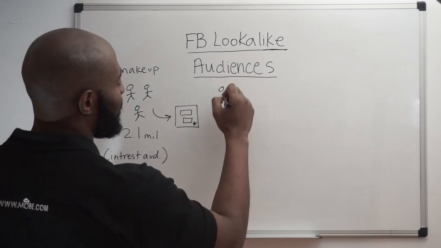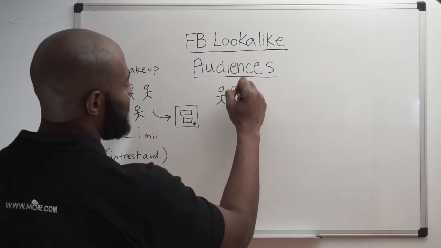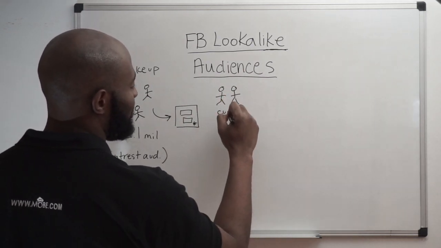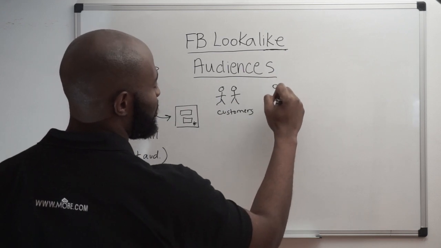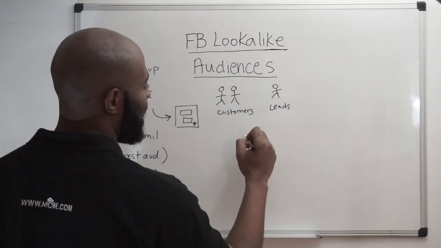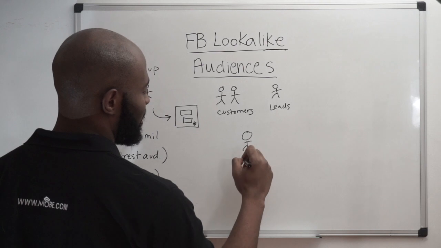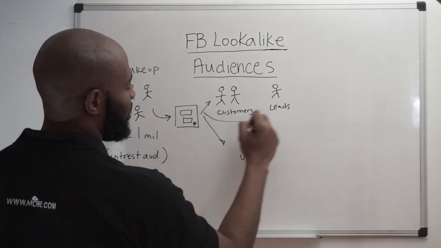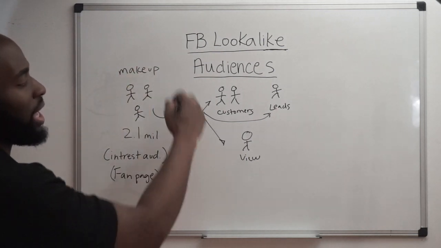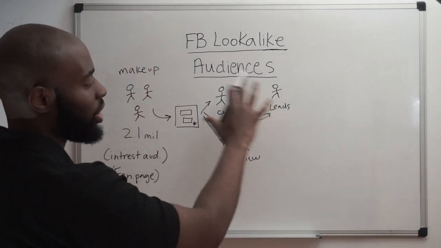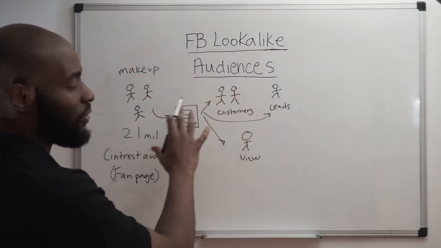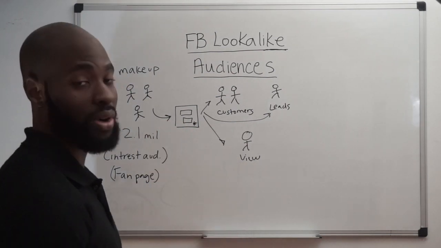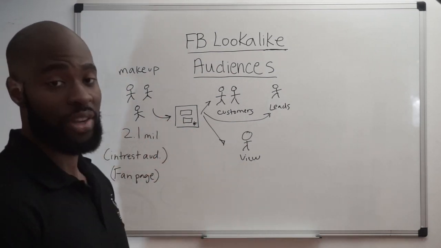When people come in here, there are different options that could happen. You can have people become customers and they bought. You can have people who just became leads. You could have people who just viewed your website, right? And they could all be coming from this main interest audience. We can create custom audiences based off of data that we have, subscribers, based off of our Facebook pixel.